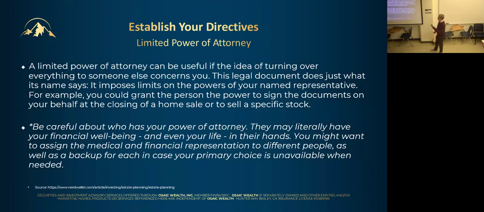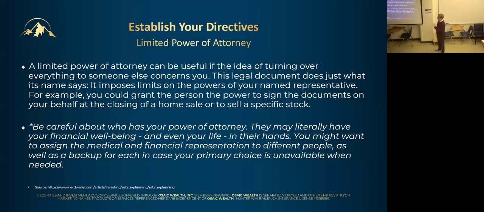For example, you could grant the person the power to sign the documents on your behalf at the closing of a home sale or to sell a specific stock. So we can get really granular with a document like this. We can get really specific. So if we're thinking, okay, this is a really important decision that needs to be made no matter what, whether I get hit by a bus tomorrow or not, you can create a limited power of attorney that says, be able to do this action for me if I'm not available, and then give that to a representative who only has that power.